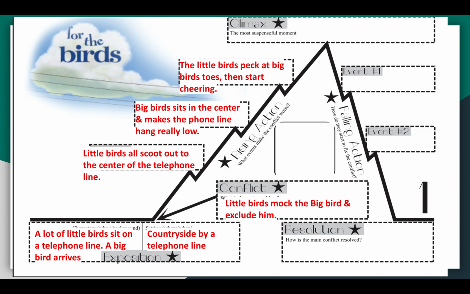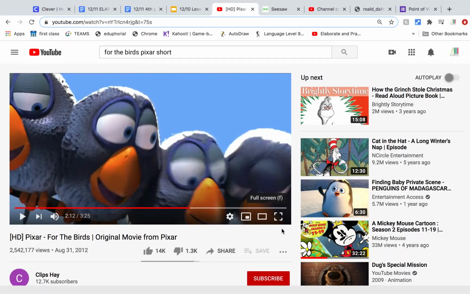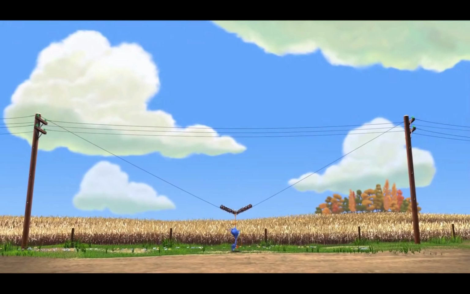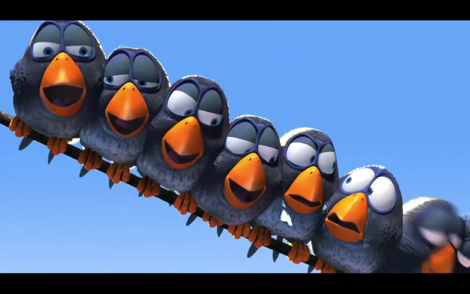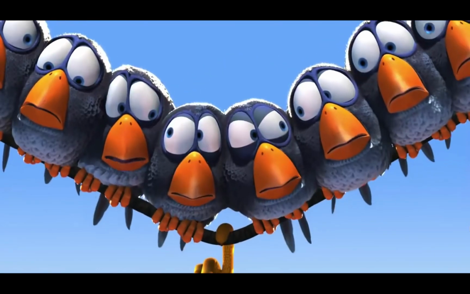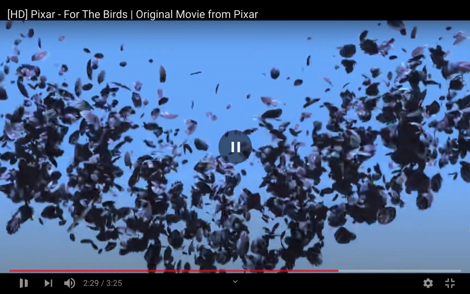Now, that's the conflict. Now, after the little birds peck at the big bird's toes and start cheering, what is the climax, the most suspenseful moment? Let's go back and look. So they're pecking at him, it's still the rising action. It's leading up to the most suspenseful moment, the climax in the story. The big bird's last finger slips off, and the feathers fly everywhere on the telephone line. So that was the climax.